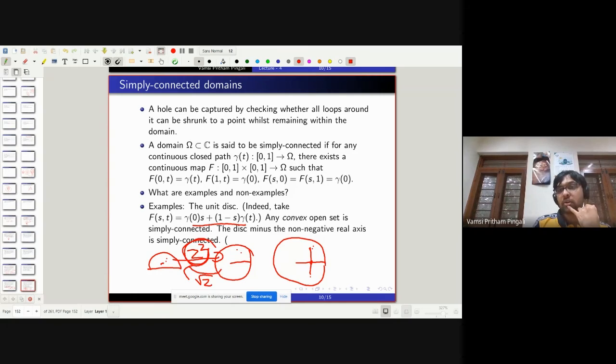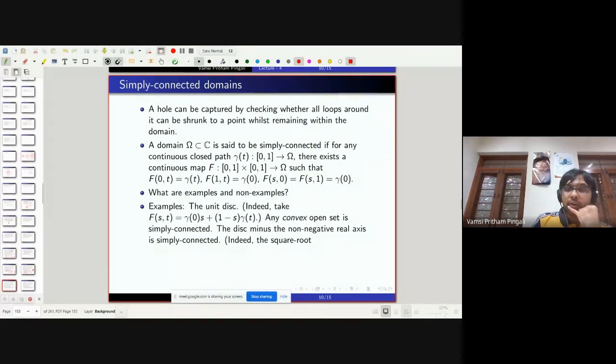Yeah, that's correct. So using the, I mean, of course, I did not define simply connected by using this so-called winding number, but if I had done it that way, then you're absolutely right. But I defined it this way, so this is the easiest way to prove this. Okay. Indeed, the square root map takes it to the hemidisk, which is convex. Okay.